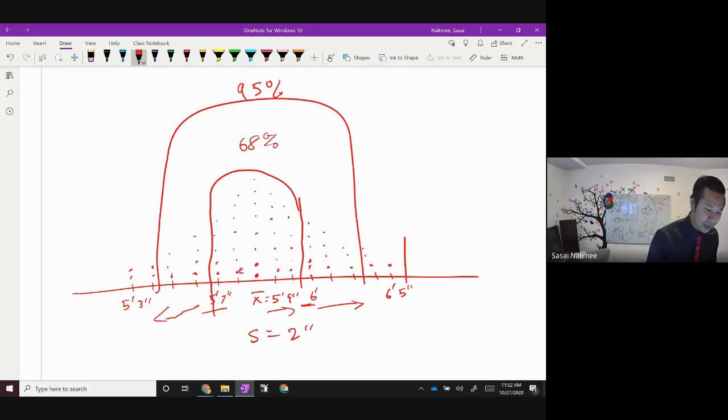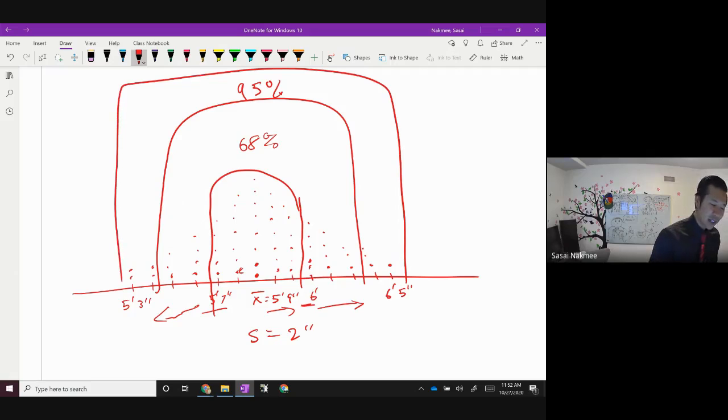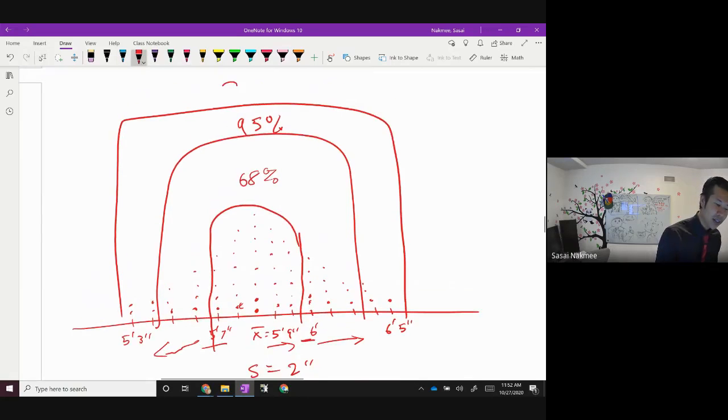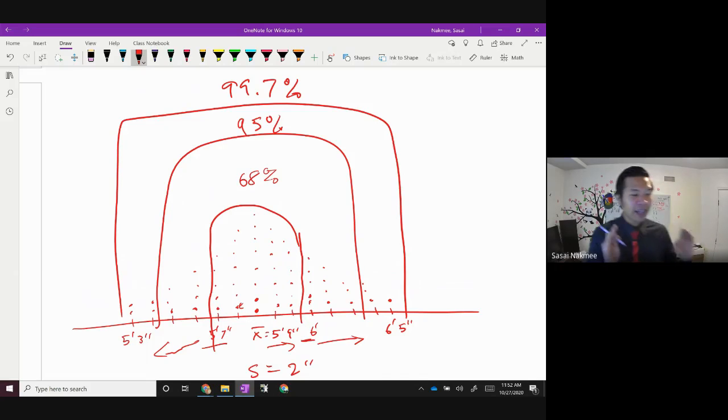And if you go to 3 standard deviations, right, you don't say that that's 100%. You say that that is 99.7%. And even though Lewis is saying that he's 6'5", he's included in there, right? He's included in there, and that's almost everybody, right? Including someone who's very, very tall.